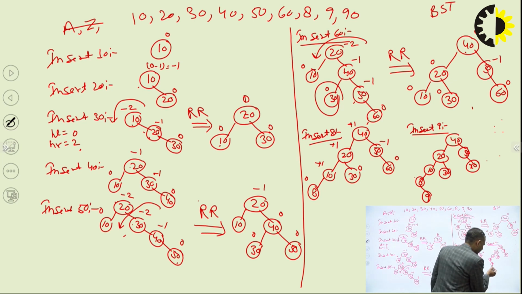Again find out the balance factor. Its balance factor is 0. 8's left height is 0 and right height is 1, so 0 minus 1 is -1. 10's balance factor: left height is 2, right height is 0, that is +2. 30 is 0, 60 is 0. 20's: 3 minus 1, that is +2. Here 50 is -1. 40: left height is 4, right height is 2, that is +2. Now what do we do?